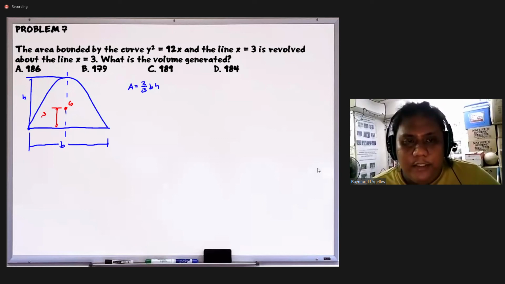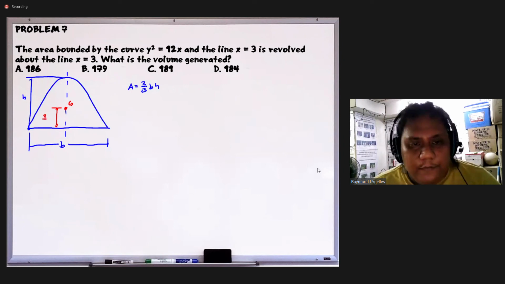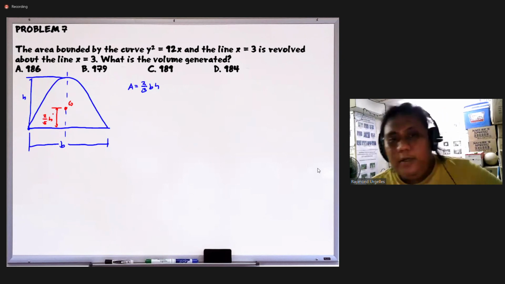3/5, di ba? So this is 3/5. Tama. So 3/5 ng 2/5 ng height. So not 3/5. This is 2/5 ng height. Okay? So again, yun yung tatandaan nyo pagdating sa parabola.